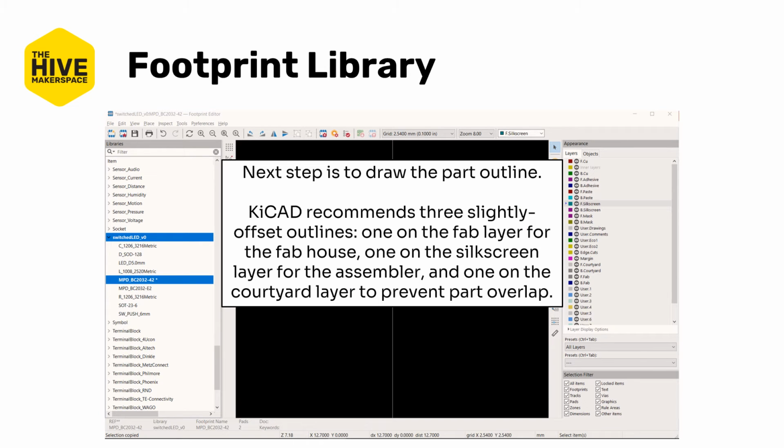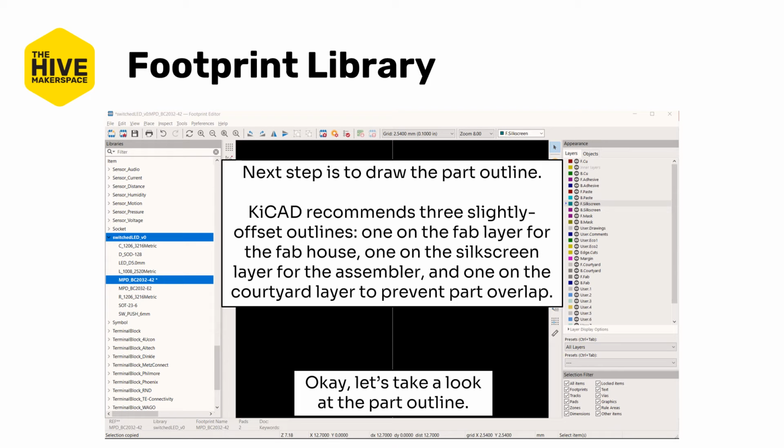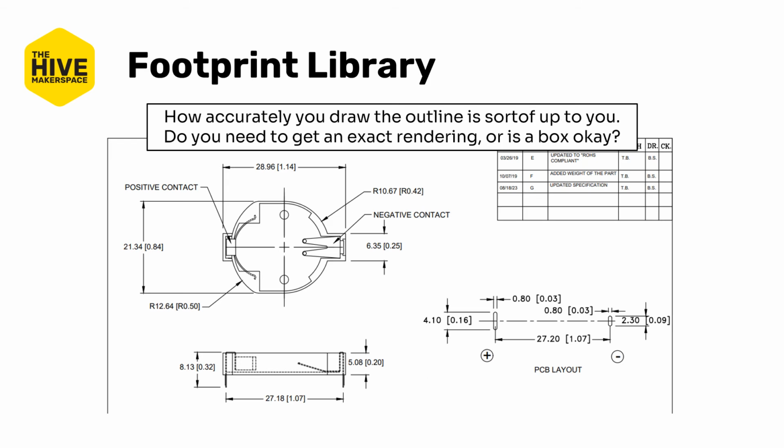So the next step after making your pads is to actually draw the part outline. KiCAD recommends three slightly offset outlines. One on the fab layer for the fabrication house, one on the silkscreen layer for the assembler, and one on the courtyard layer to prevent part overlap. All right, let's take a look at the part outline.